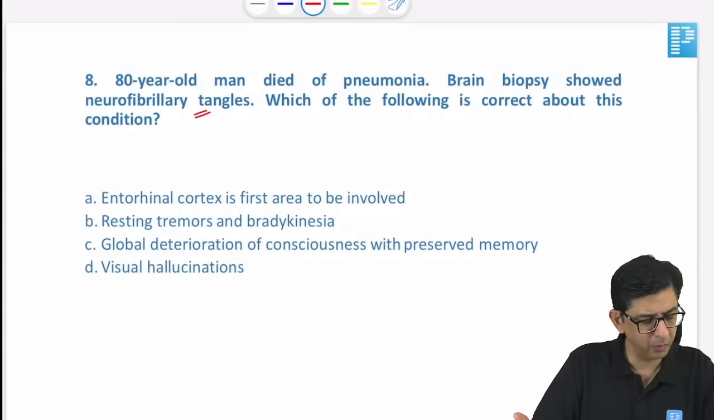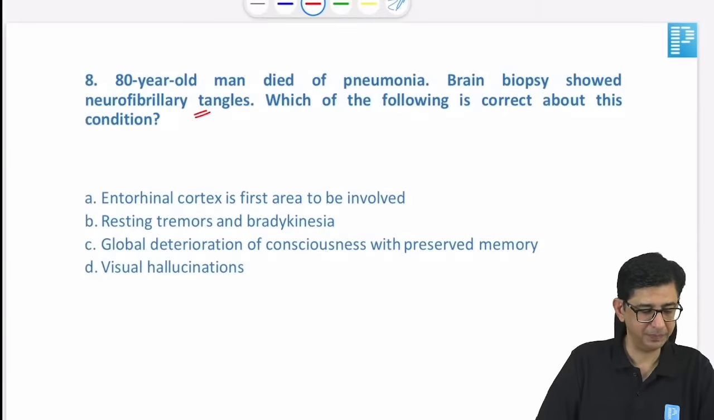Small cell cancer, paraneoplastic manifestation. Okay, yep. Okay. So, okay.